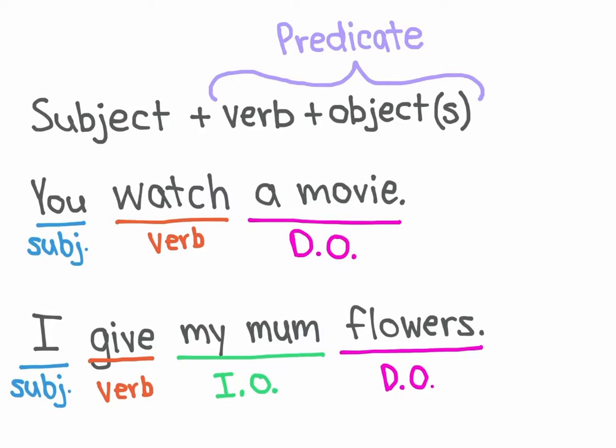Let's look at the second sentence. I give my mom flowers. I is the subject, give is the verb, my mom is the indirect object because she is the one who is getting the flowers. And finally, flowers is the direct object because it is what is given.